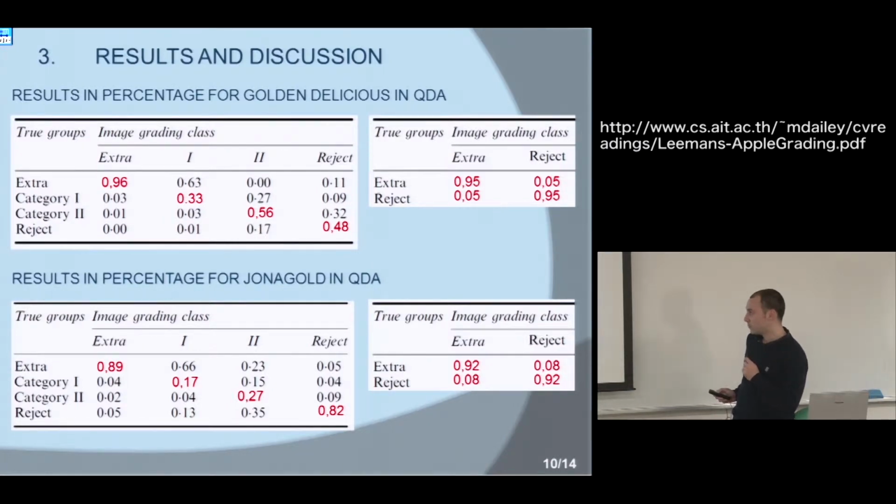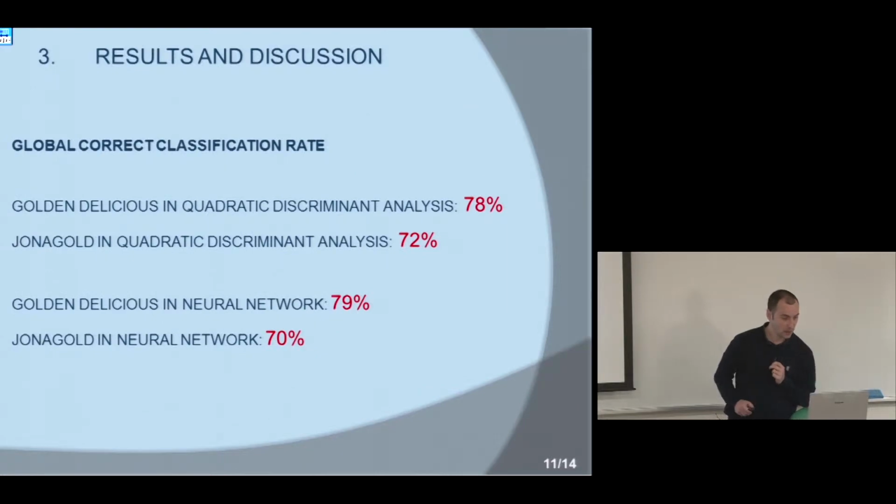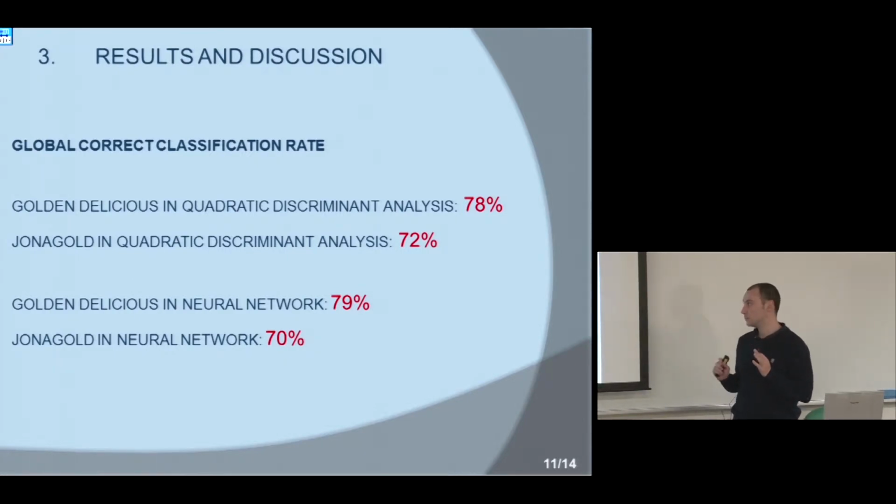Below you can see the same result for the Jonagold apple. In this case, we consider only the quadratic discriminant analysis method. If we consider all the apples, the correct classification is 78% for the Golden Delicious in the quadratic discriminant analysis and 72% for the Jonagold. And if we use the neural network, we have 79% for the Golden Delicious and 70% for Jonagold. This means that these 2 models have similar characteristics, so we can use one or the other. We don't have a very high difference between these two models.